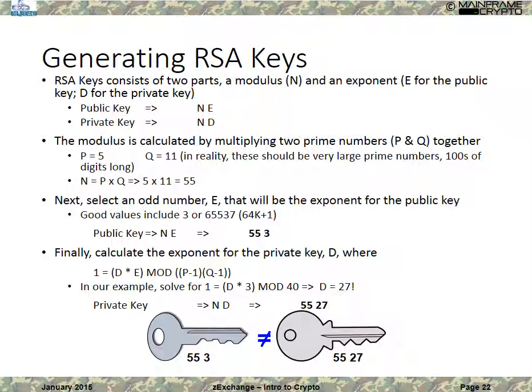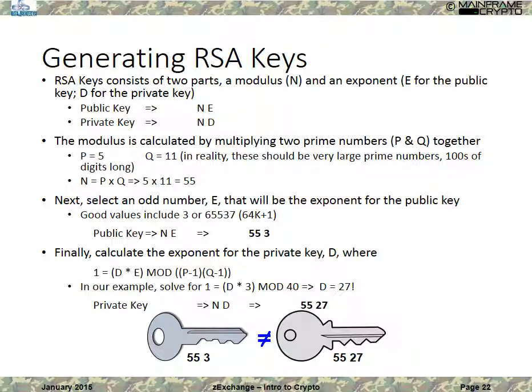In reality, I want two very large prime numbers, hundreds of digits long. But for the example here, I'm going to keep the math simple, and I'm going to use the prime numbers 5 and 11. I start off by multiplying those together, and I come up with 55. That actually is the first half of my key value. That's my modulus.